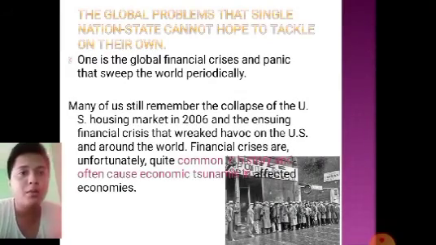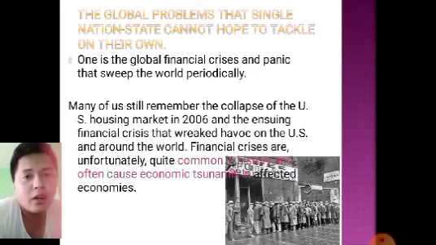Lastly is the global problems that single nation states cannot hope to tackle on their own. One is the global financial crisis and panic that sweep the world periodically. Example, many of us still remember the collapse of the US housing market in 2006.